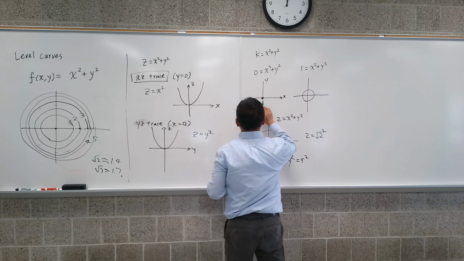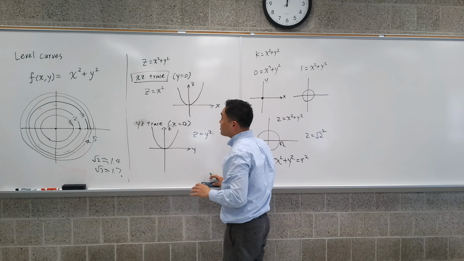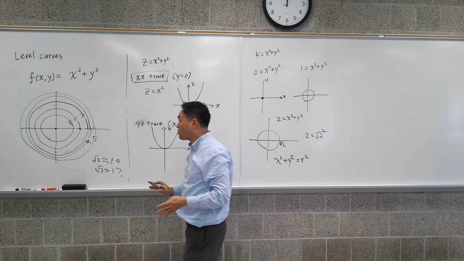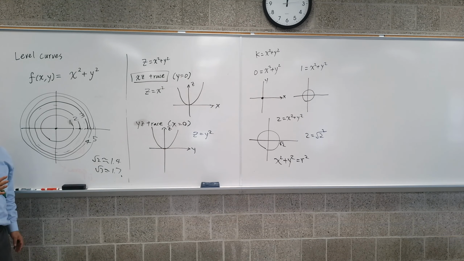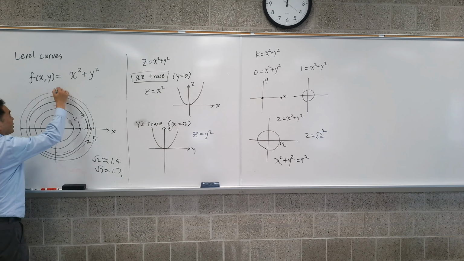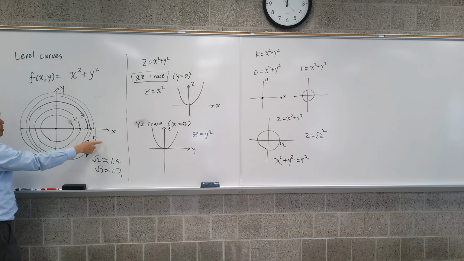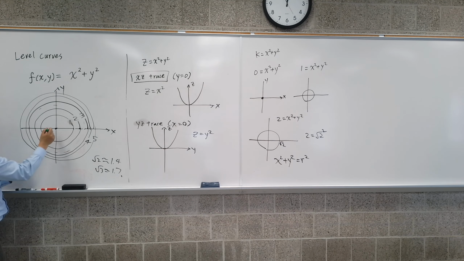Now, the xy trace sets z as 0, but that's the same as the level curve at 0. So that's nothing new, so I'm not going to draw that. What this is saying is that if this is x, that's y. These are x and y. What's z? Z is coming like that, right?